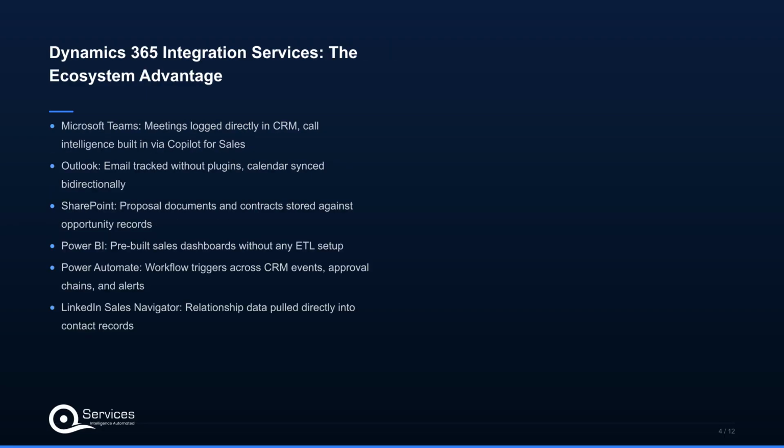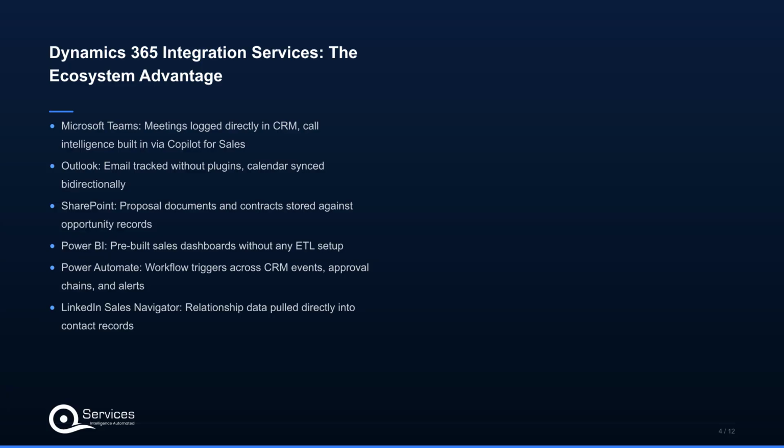Next up, now, Dynamics 365 Integration Services, the ecosystem advantage. The strongest practical argument for Dynamics 365 over HubSpot is integration depth. Dynamics 365 integration services cover not just the sales module but the entire business operations layer: Dynamics 365 Finance, Supply Chain Management, Business Central, Customer Service, and Field Service. For a detailed look at how these integrations are architected, see our guide on Dynamics 365 Integration Services, connecting D365 to your entire tech stack.